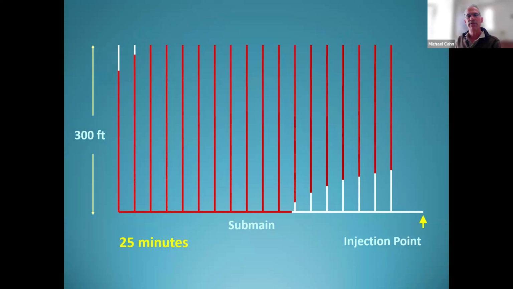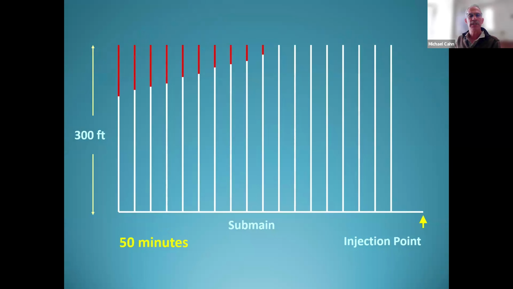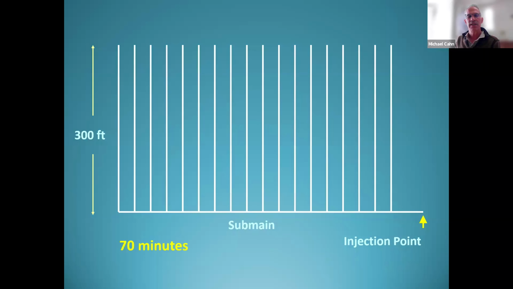Then we're 25 minutes in, and so it's already starting to flush out close to the valve, and the line's close to the valve, but it still hasn't arrived at the furthest point. Now 35 minutes in, it's starting to flush out in most of the lines. 50 minutes, and see it's taking longer and longer. Now it's out at 70 minutes.